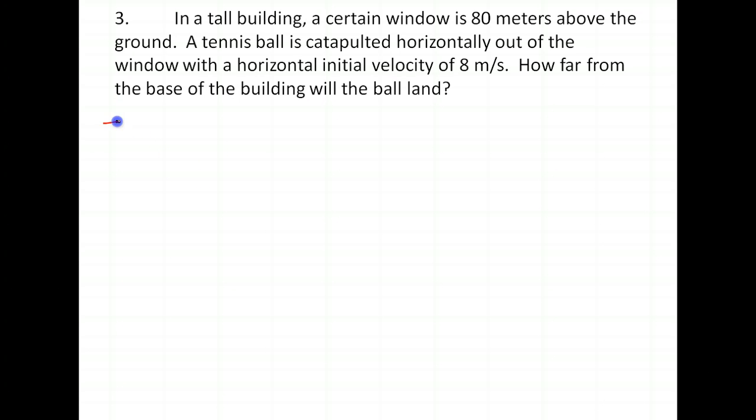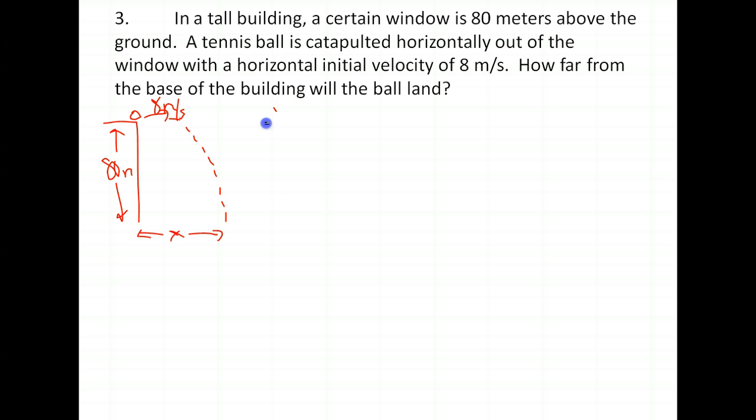So let's go ahead and draw our picture first. We have an 80-meter tall building. Our tennis ball, let's catapult it out of a window. Let's pretend the window's on the roof. With a horizontal initial velocity of 8 meters per second. And we want to know how far from the base it will land. So that is our x value.